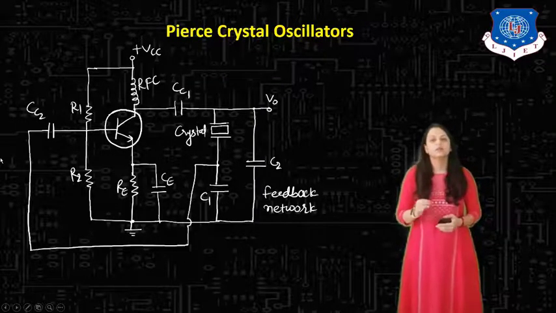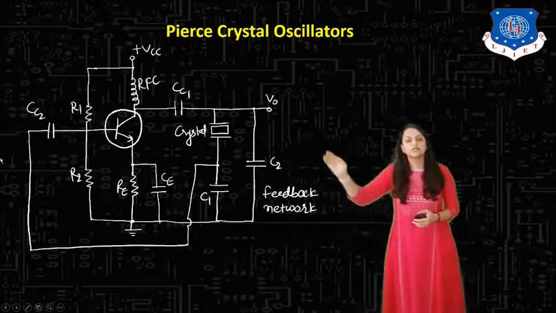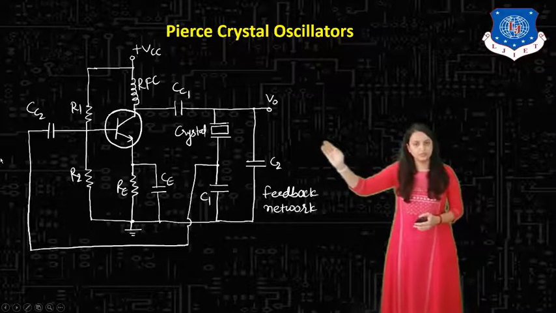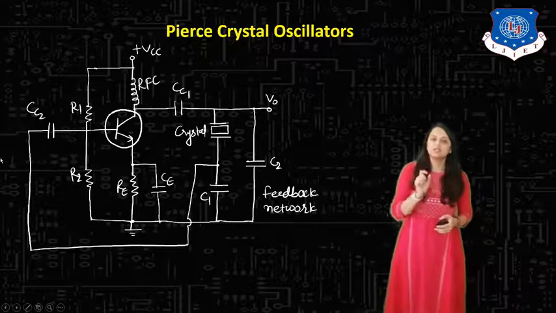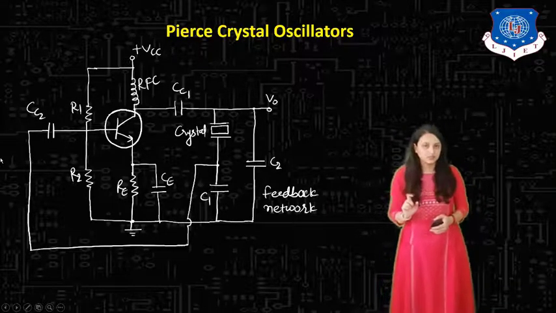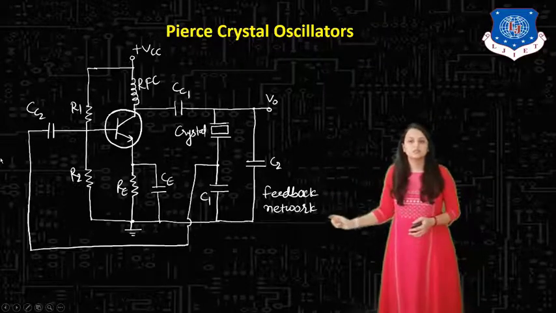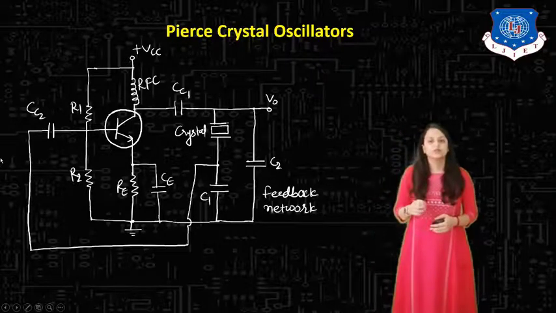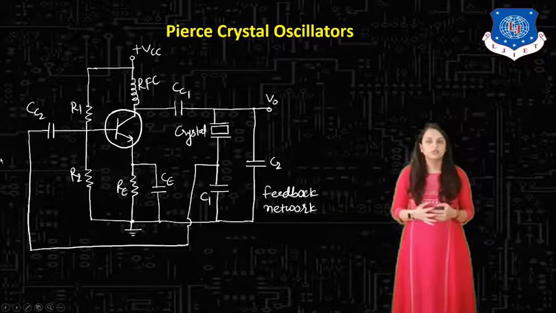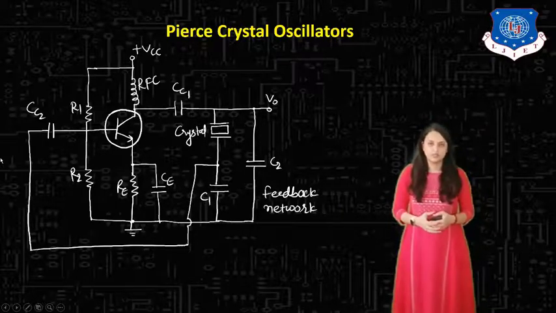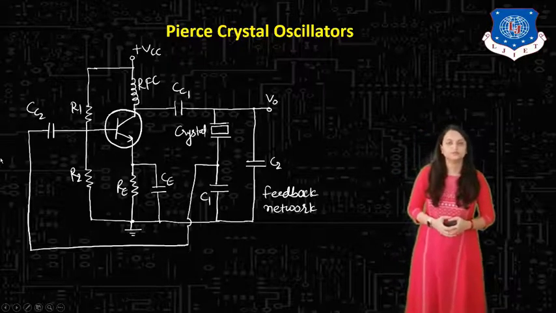The first one is the Pierce crystal oscillator. Here, as you can see in the circuit diagram, a crystal is placed in the feedback network along with C1 and C2. If we observe this, it is similar to LC oscillators. So we have here in the feedback the crystal, C1 and C2, and this feedback network is connected to the transistor on the output side. So this complete circuit forms a Pierce crystal oscillator circuit.